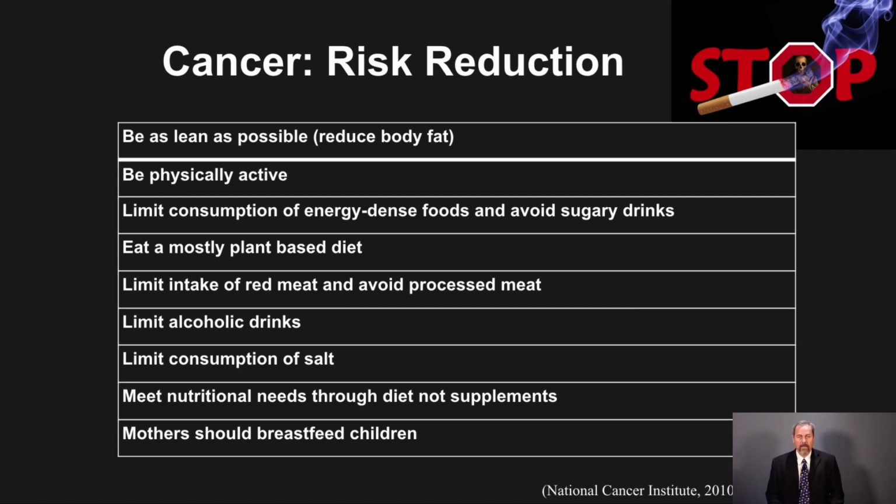So, what are the main risk reduction strategies? So first is stop smoking across the board, but then after that, control your weight, be physically active, eat less energy-dense foods like sugar and juices and sodas, eat mostly a plant-based diet.